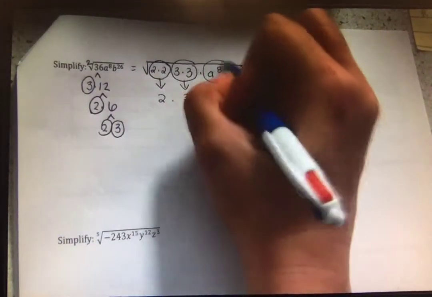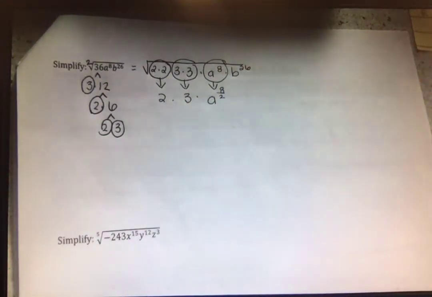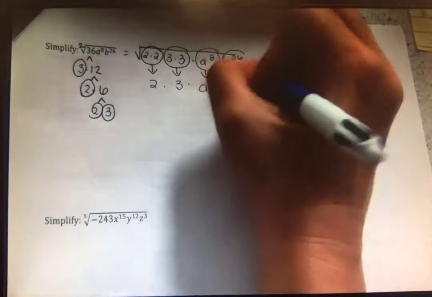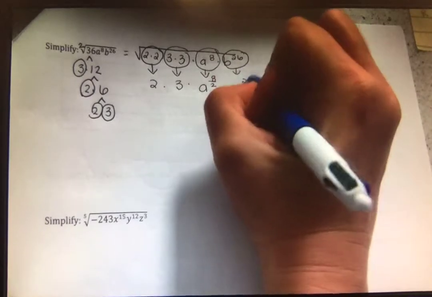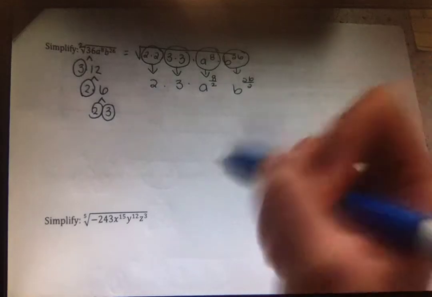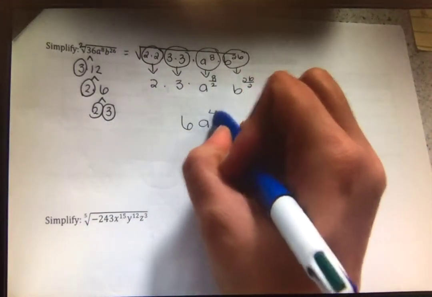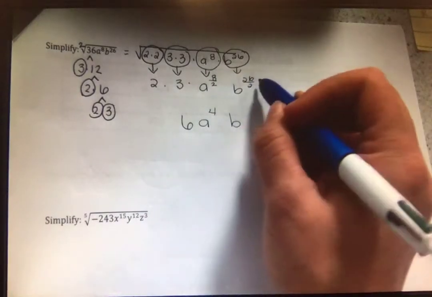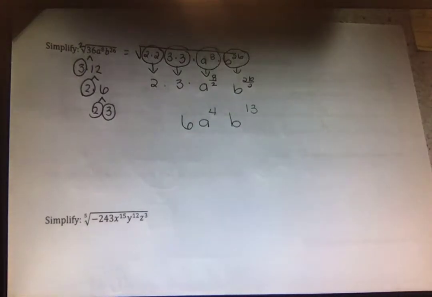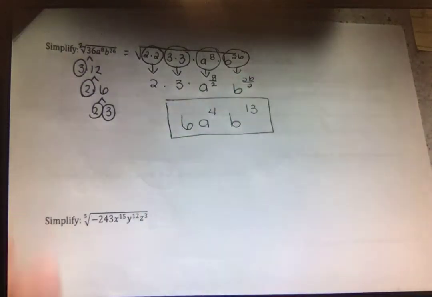If we have 8 a's and we're taking out groups of 2, that means we're taking out 8 divided by 2 groups. Same concept, if we have b to the 26th power, we're taking out groups of 2. That'll give us out 26 divided by 2 groups. So 2 times 3 is 6. A, 8 divided by 2 will give us 4 groups coming out. B to the 26th divided by 2 will give us 13 groups coming out. Everything came out of the radical, nothing's left underneath. So that's our final answer.